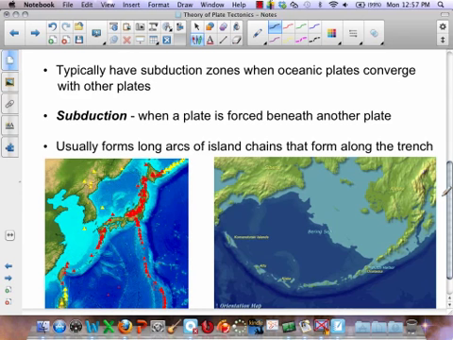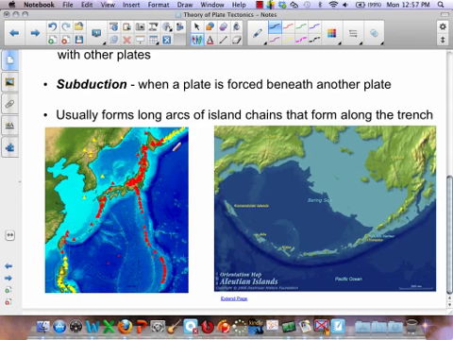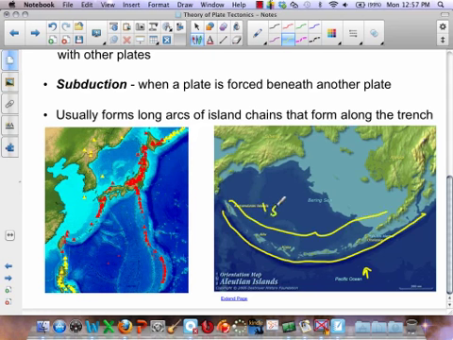So normally, with ocean to ocean, we get these volcanic island chains. In fact, right here along the Aleutian Islands, you can see the deep sea trench, where the ocean plate gets subducted underneath the Eurasian and North American plate, and then we have the island chain. I'm not Asian, pretty sure.